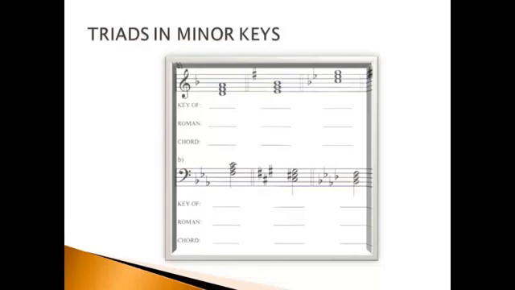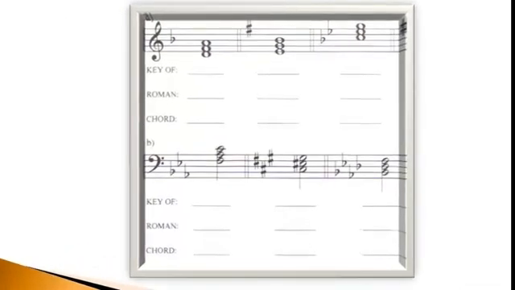Let's take a look at these triads and see if we can answer all the questions. The first example is the key of D minor. The Roman numeral would be a lowercase 1, and the chord is a D minor triad. So you would write D minor. The second example is in E minor. The Roman numeral would be a lowercase 1 because it's a minor chord, and the chord would be E minor.